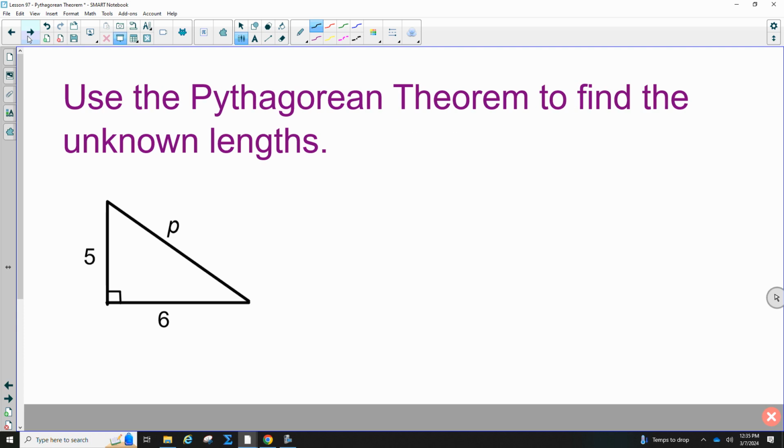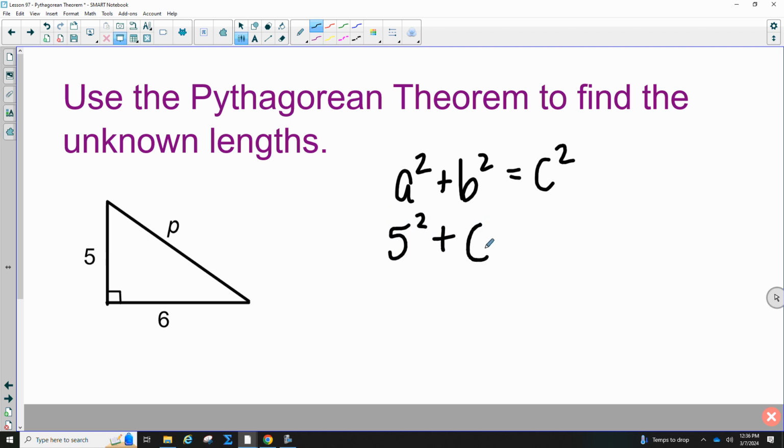So let's find the missing length. Which side is the C side in the formula? P. So we have a squared plus b squared equals c squared. For A, you can plug in 5 or 6. I'm going to plug in 5. For B, plug the other one in, so I'll plug in 6. And for C, you have to plug the hypotenuse side, P, in for C.